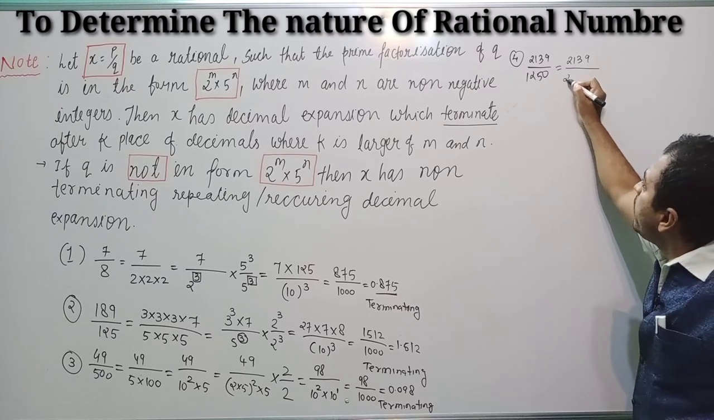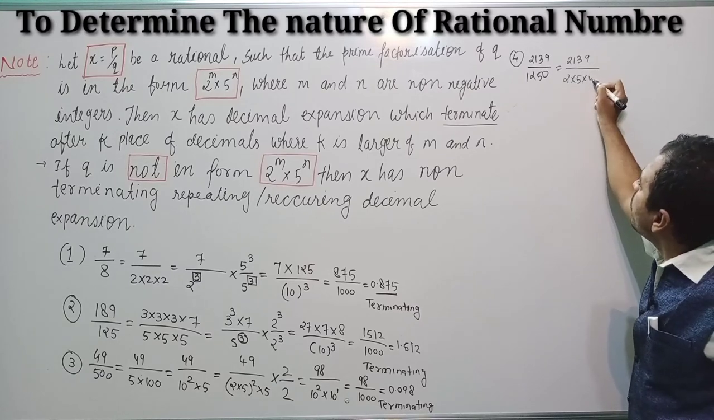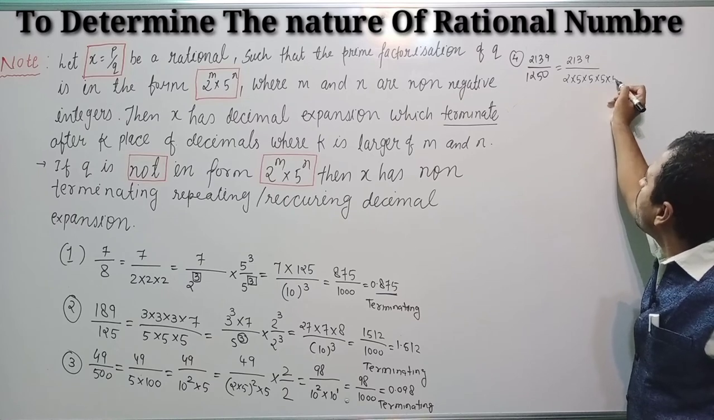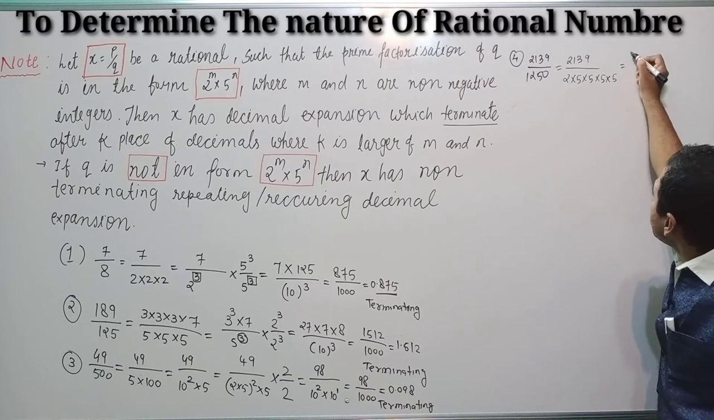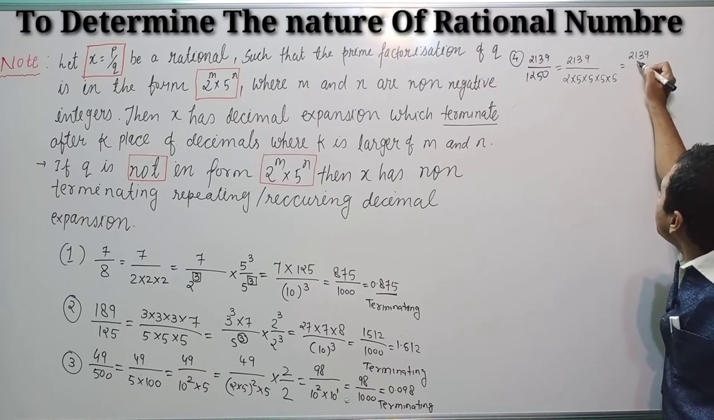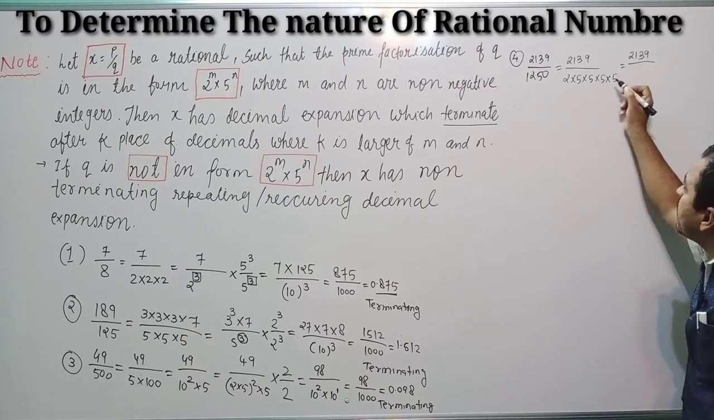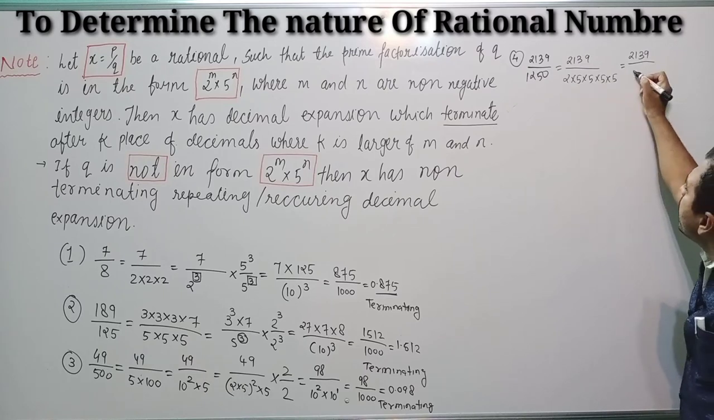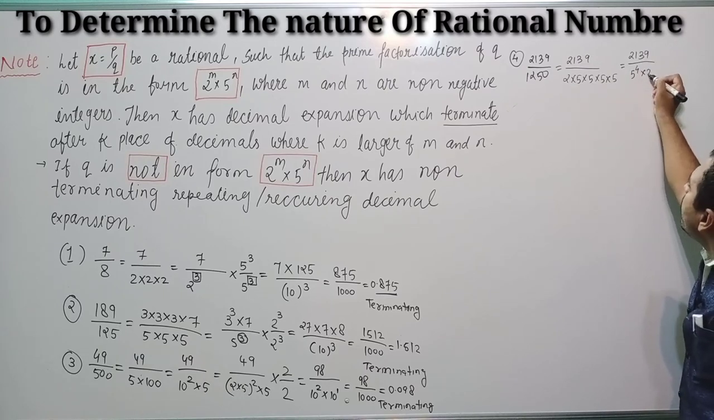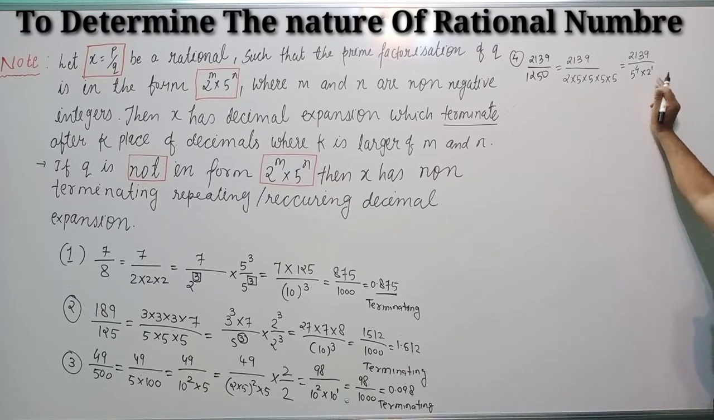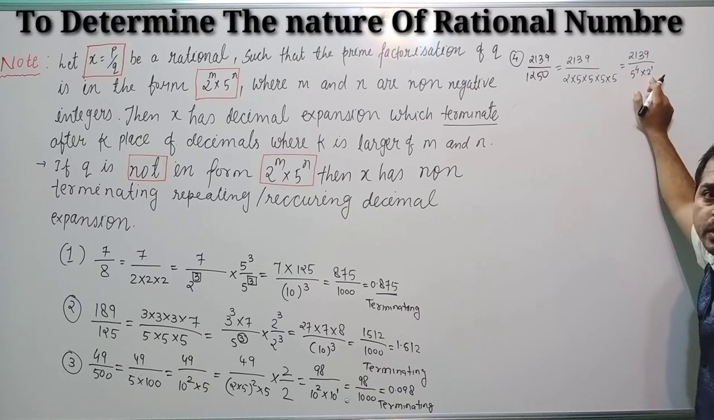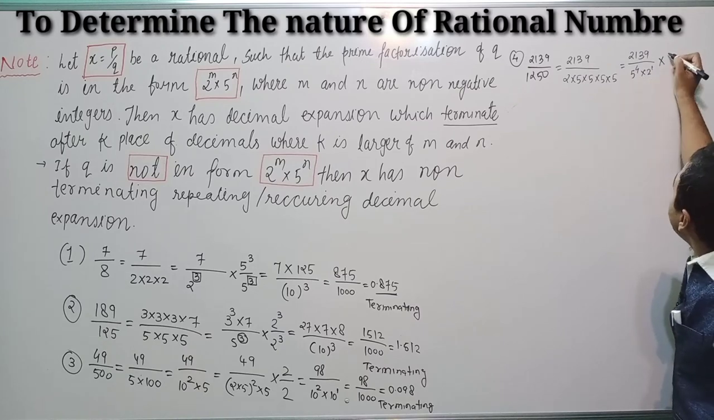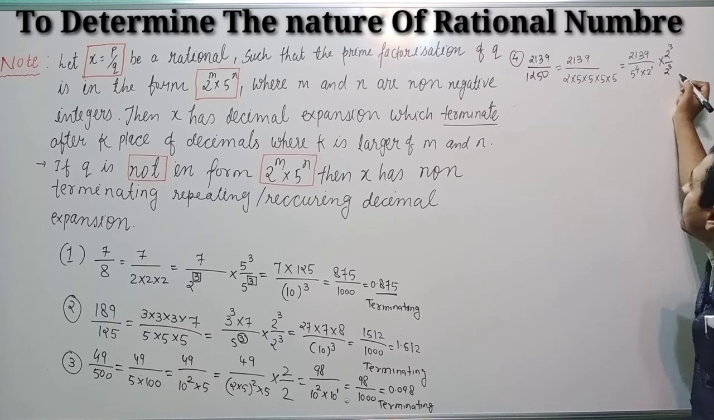you will get 2 into 5 into 5 into 5 into 5, right students? Now here you can see that 5 is to the power 4 and 2 is to the power 1. Okay, so here you can see that the power of 5 is 4, but the power of 2 is 1. So we will multiply by 2 raised to the power 3 and divide by 2 to the power 3.